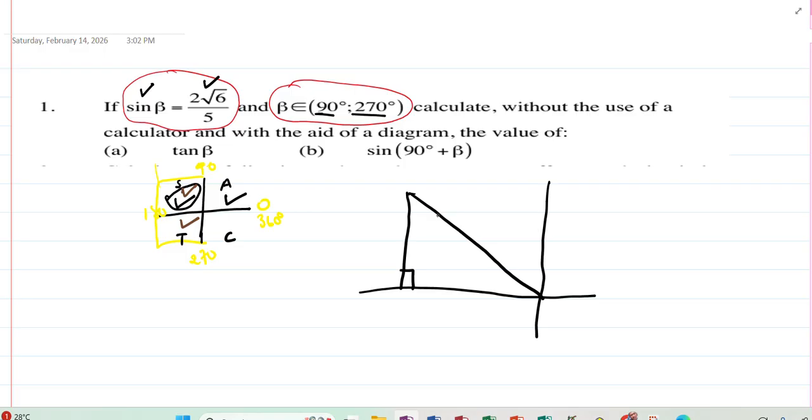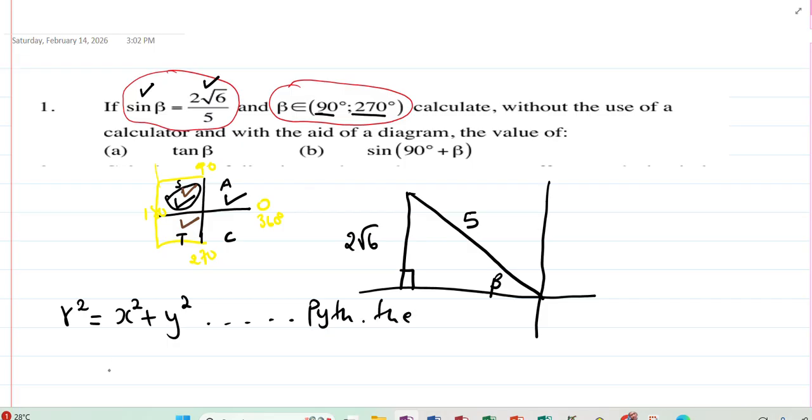It's a 90 degree, it's a right angle triangle. I have beta right here, so sine is opposite over hypotenuse, so opposite is 2 square root of 6. Hypotenuse is 5, meaning that there is something missing here, which is the value of x. And how do I get the value of x? I make use of the so-called Pythagoras theorem. So Pythagoras says that x squared plus y squared is equal to r squared. So this is Pythagoras theorem. So what is the value of r? The value of r is 5. The value of x, I don't know it as yet, but I'm going to figure it out.